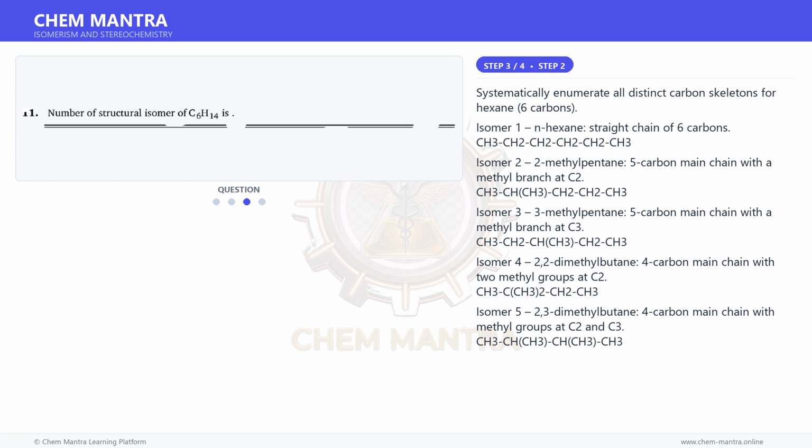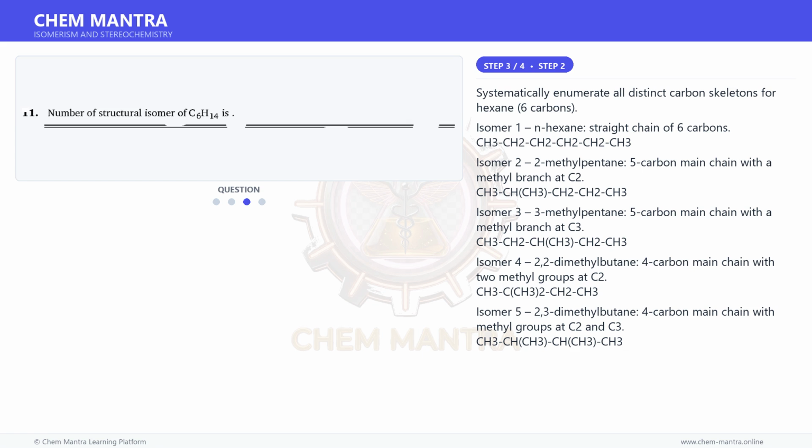Isomer 3: 3-methylpentane, 5 carbon main chain with a methyl branch at C3, CH3CH2CH(CH3)CH2CH3. Isomer 4: 2,2-dimethylbutane, 4 carbon main chain with 2 methyl groups at C2, CH3C(CH3)2CH2CH3.